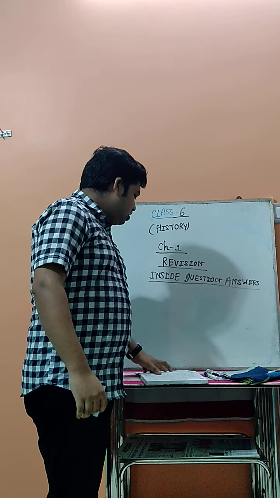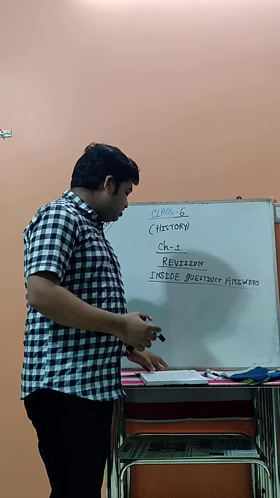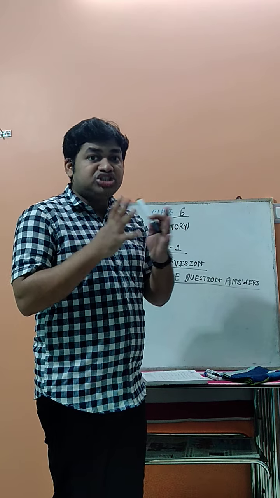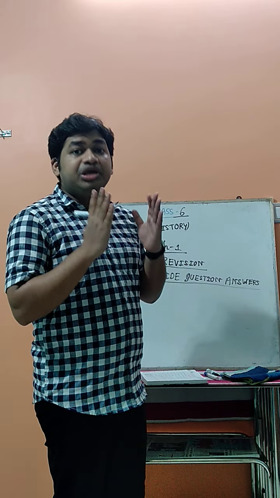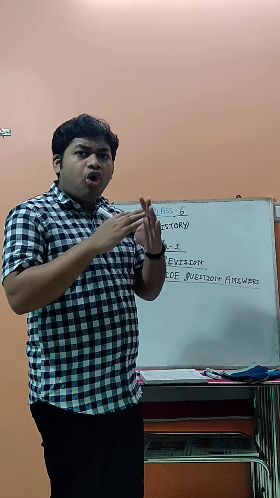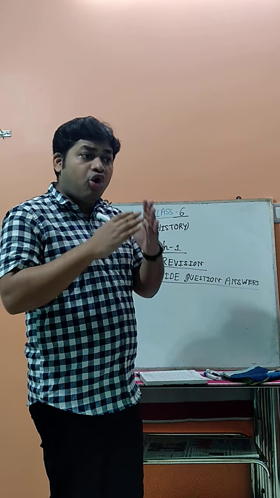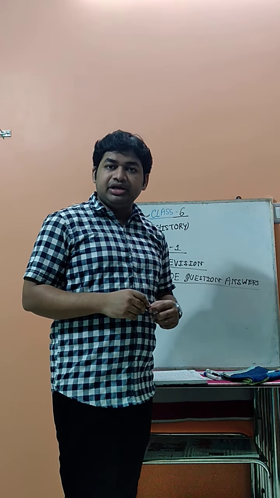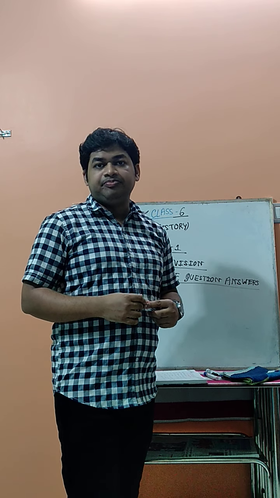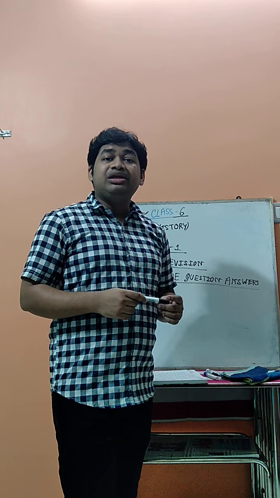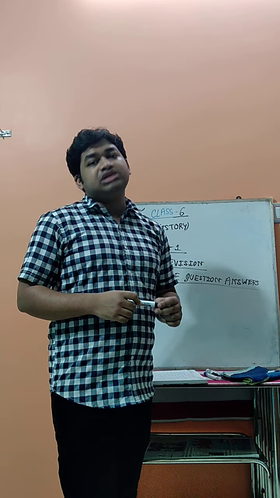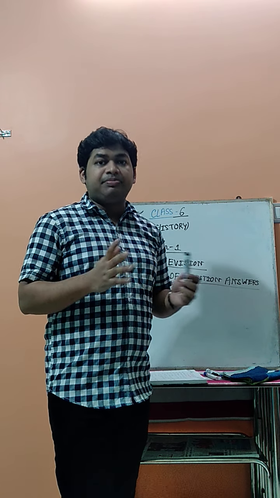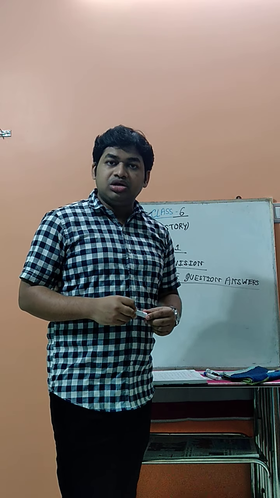Now, the first one is: define the following terms, and the first is the Chalcolithic age. What is the Chalcolithic age? The age or period of time in which copper was used as the important metal, and all the tools and weapons were made from copper. This particular period is known as the Chalcolithic age. Again I repeat, what is the Chalcolithic age? The time or period in which copper is used as the important metal and all the tools and weapons are made from copper. It is known as the Chalcolithic age.